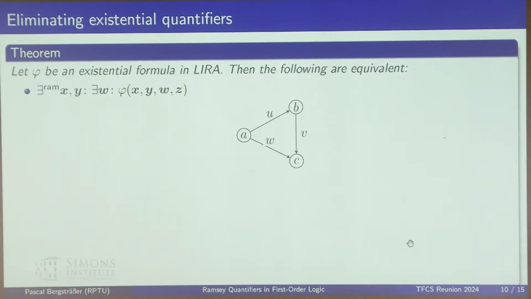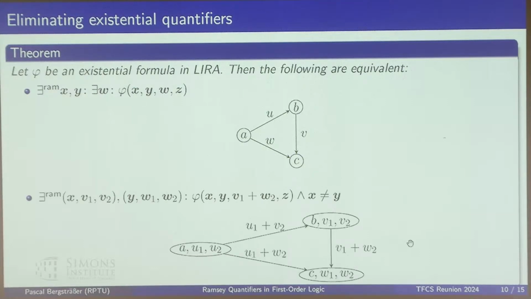For A, C, we can choose W for W. It's also not so good. But so what we say is that this formula is actually equivalent now to the following formula. Here we do not have any existential quantifiers anymore in the scope of the Ramsey quantifier, but we have these more Ramsey quantified vectors.